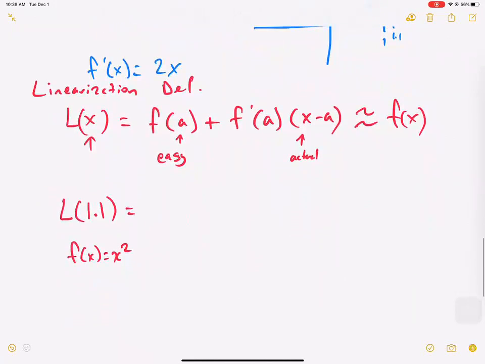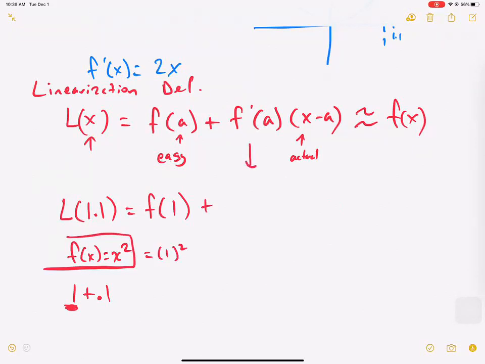So the first step is to plug in the easy point. Remember, the easy point for 1.1 is 1 plus 0.1. Our easy point is 1. And what is f? It's just x squared, so we're just going to write 1 squared. We're just following the rule.